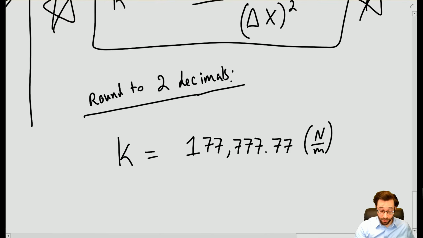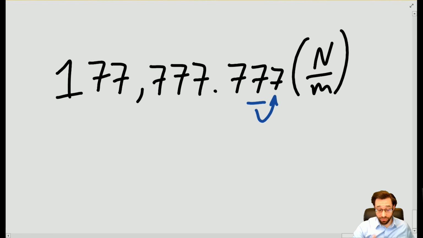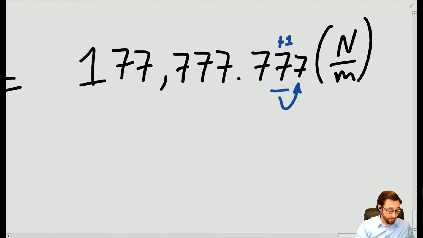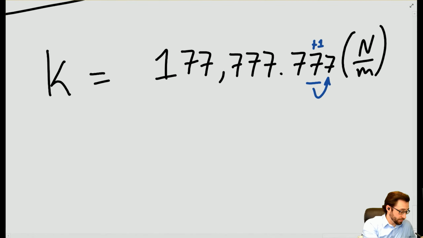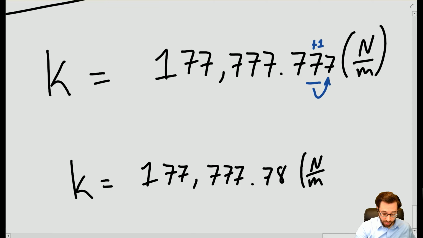it's going to be the same process as before. This is 77. That goes on forever. So I look at my second decimal spot. That's going to be this one right here. I look at the location right next to it. So that's going to be a 7. That's above 5. So that means that this one is going to be increased by a value of 1. So my final answer for my spring constant is 177,777.78 newtons over meters.